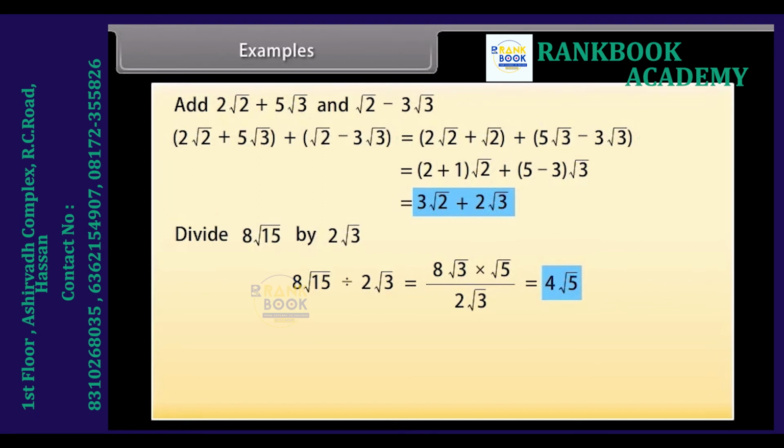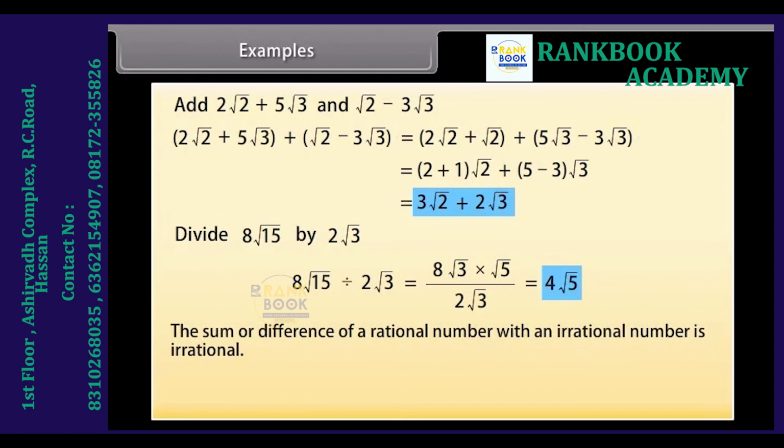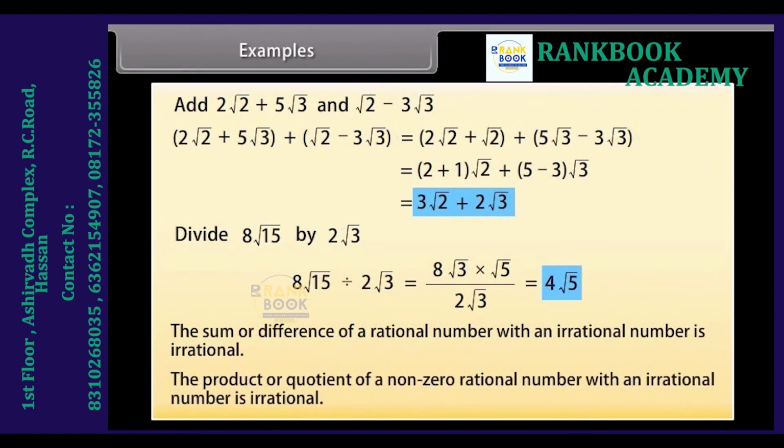So from these examples, we can conclude that the sum or difference of a rational number with an irrational number is irrational, and the product or quotient of a non-zero rational number with an irrational number is irrational.